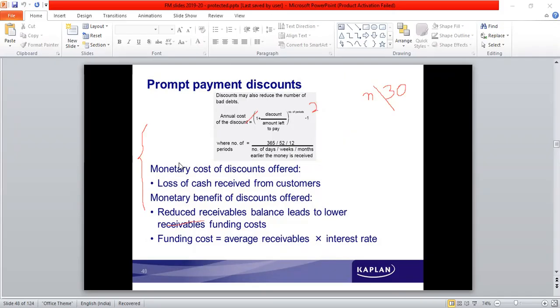So, the monetary cost of discounts offered is any loss of cash received from customers. Then the monetary benefits of discounts offered: a reduced receivables balance leads to lower receivables funding costs. Funding cost is calculated as average receivables multiplied by the interest rate which is paid on the funds which are raised. So that's the funding cost.